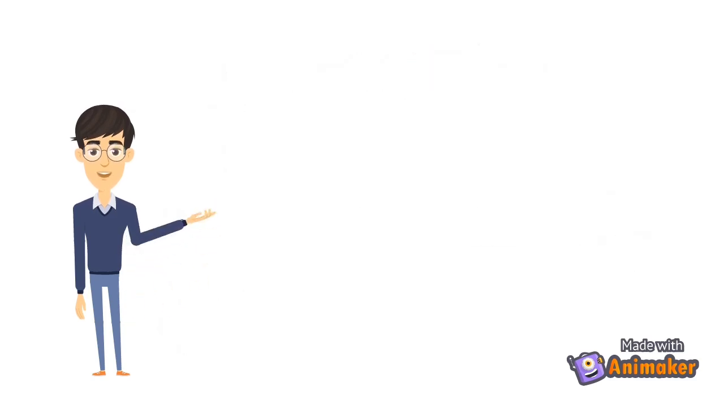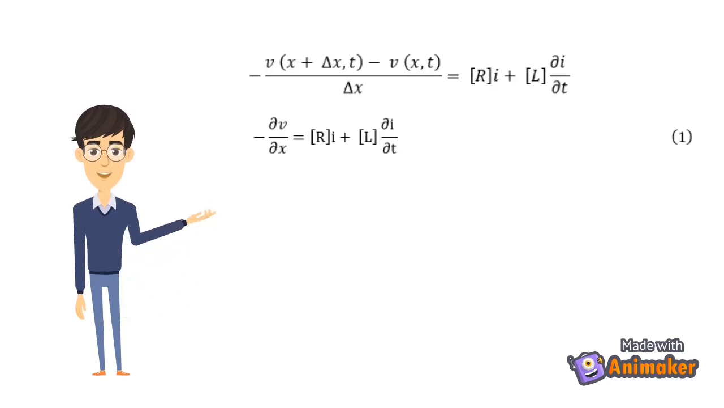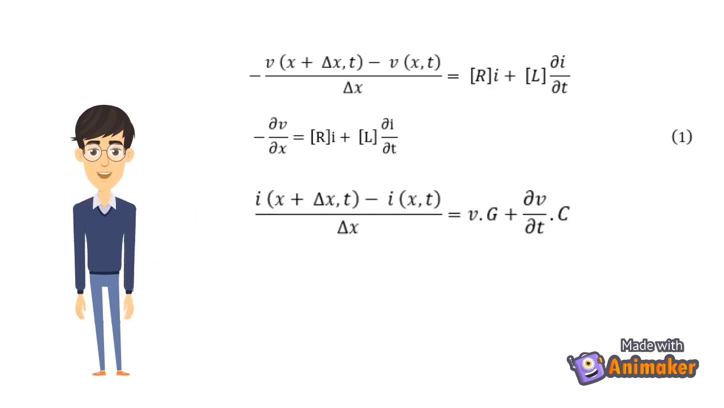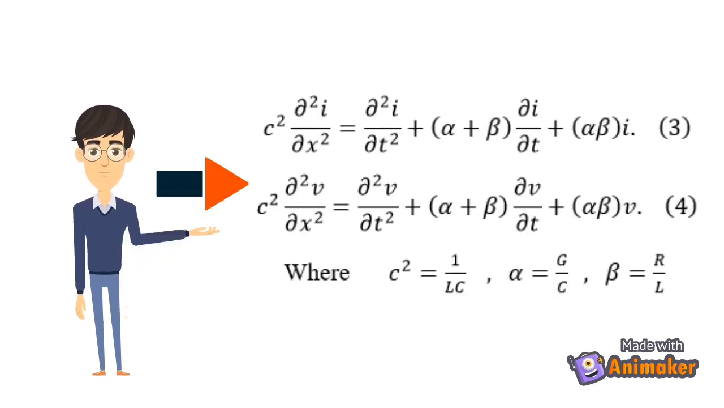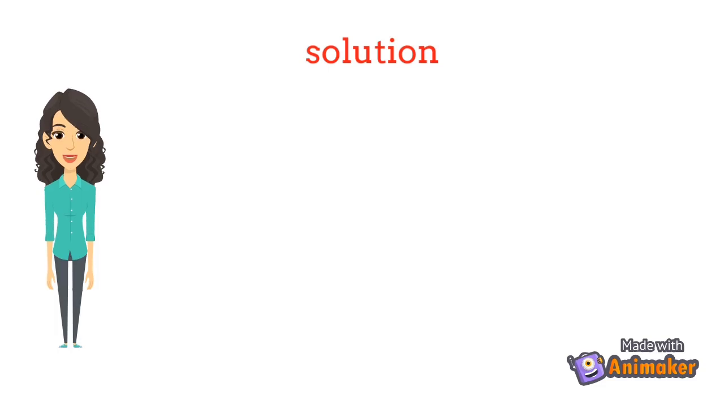First, if we take the KVL equation, we get this first equation. By making delta x go to 0, we get this equation. Second, if we take the KCL equation at the red node in the figure, we get this equation. By making delta x go to 0, we get this equation. We can combine them by differentiating one with respect to time and the other with respect to x, and then we get the final equations.